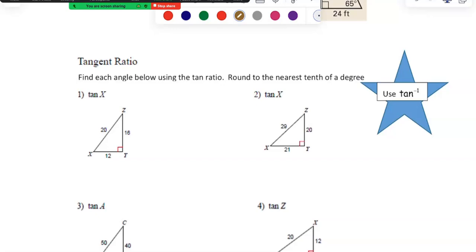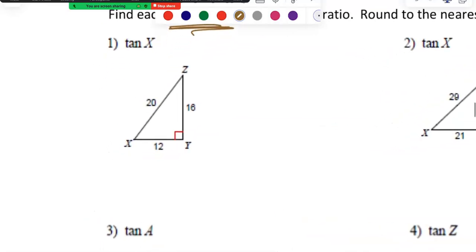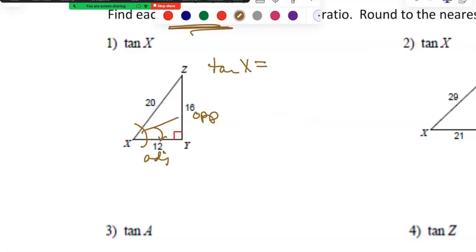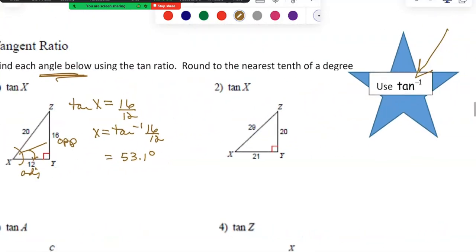It says find each angle. You're going to use inverse trig to find the angle. You need to find angle X. This is opposite. This is adjacent. So the tan of angle X equals 16 over 12. X equals tan to the negative 1 of 16 over 12. So X should be 53.1 degrees. Don't just copy this, make sure you can get it.